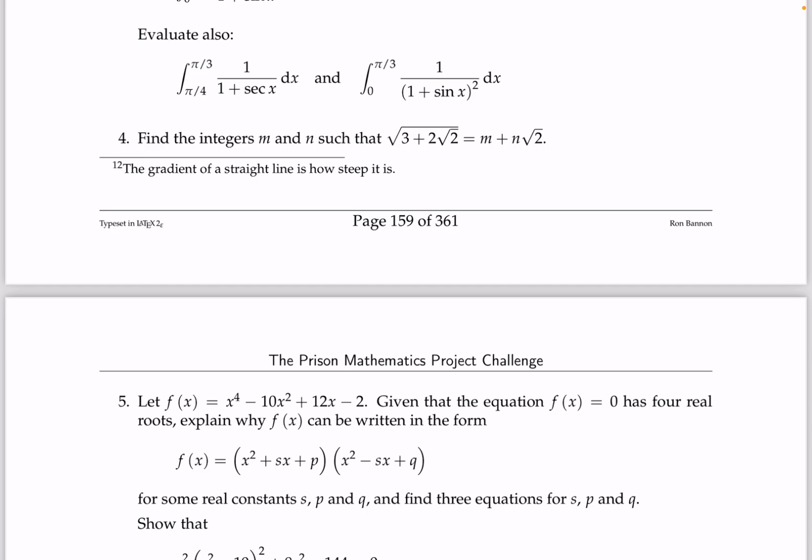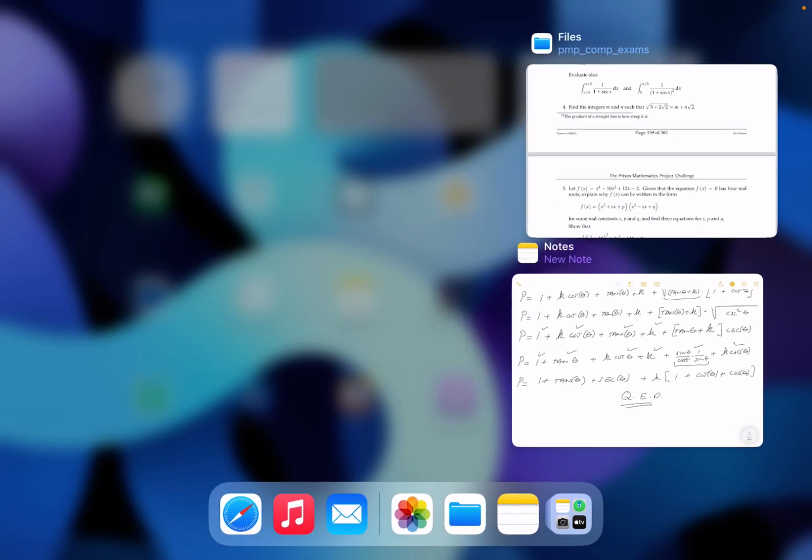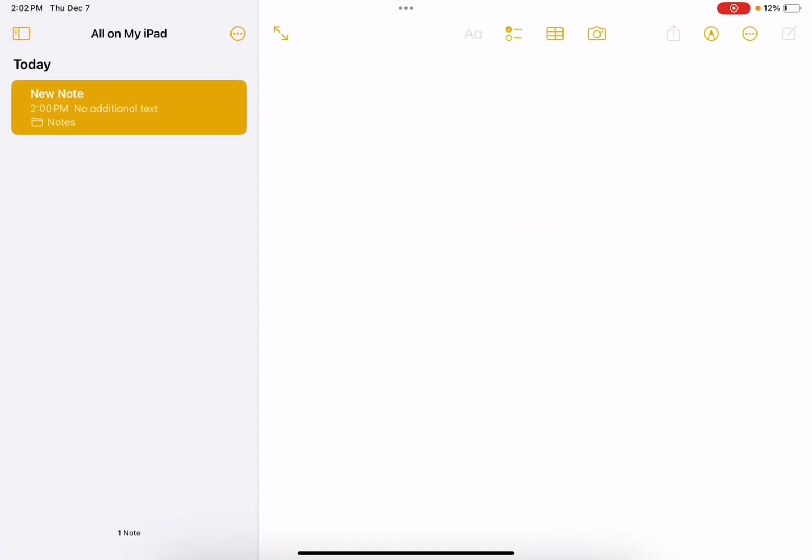So, again, we've done some pretty crazy problems so far. We're on page 159, and we've really done a lot of problems. So, I want to go to the whiteboard, and I'll write down what we have to do over here. So the question is this, and you're given the square root. It's nested, by the way. The square root of 3 plus 2 root 2 is equal to m plus n root 2. All right? It says find the integers m and n.